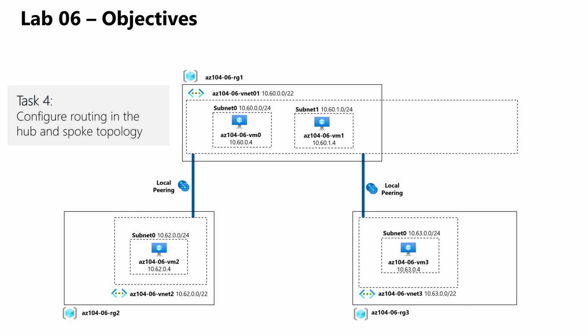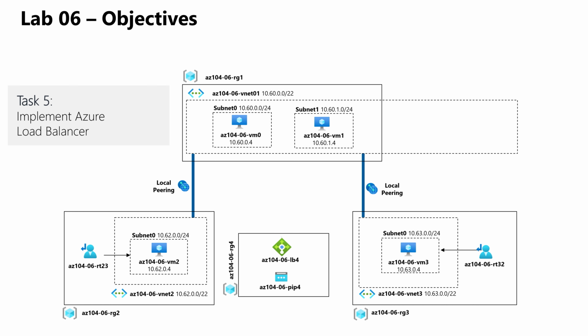For task 4, we will configure routing in the hub and spoke topology. We will attach a routing table to VNet 2 and another routing table to VNet 3. And then we will try sending traffic from VNet 2 through VNet 1 to VNet 3. For task 5, we will implement Azure Load Balancer. And for task 6, we're going to implement Application Gateway.